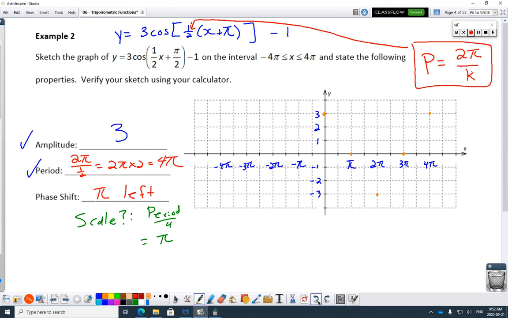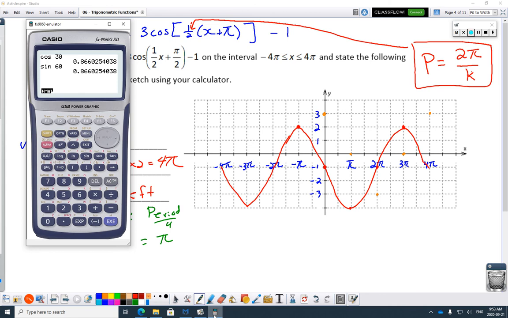So what I should have done was go pi left and down one, yes? Pi left and down one. Those would be the ones I'd connect. And then I continue it out to, oops, I didn't go far enough down there. There. Then down to there. And back up to there. Yeah, something like that. Better? Good catch.